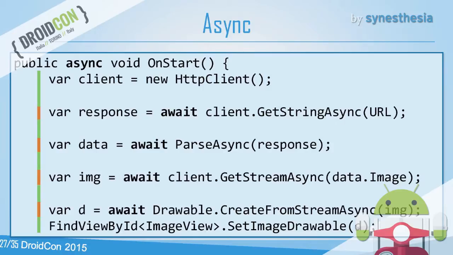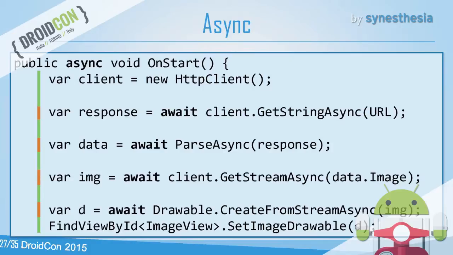So let's see. In this case, we have the OnStart. It's the default OnStart method on Android on an activity. And let's assume you want to download a thing, get a URL from the thing, download an image, and put it inside somewhere in your application. It's quite common, let's say.